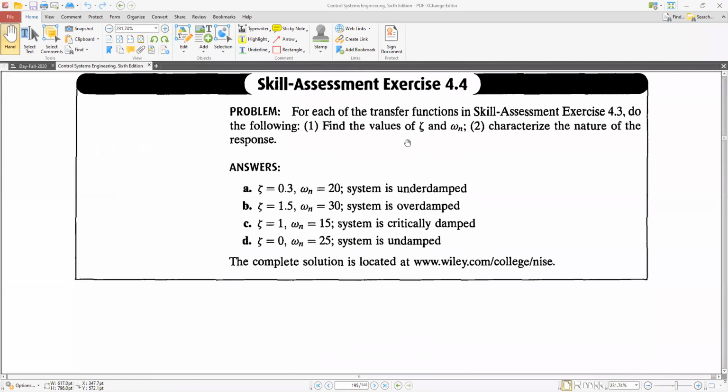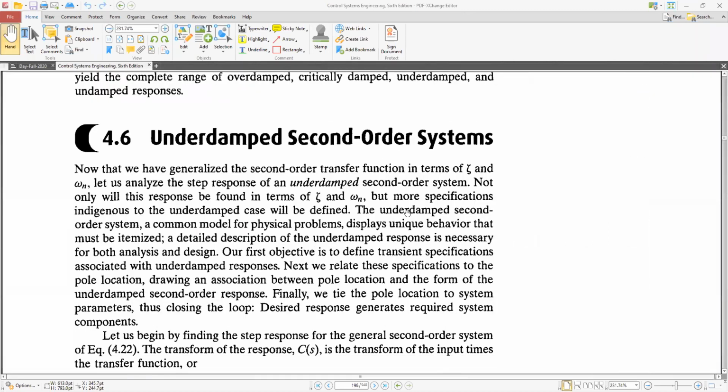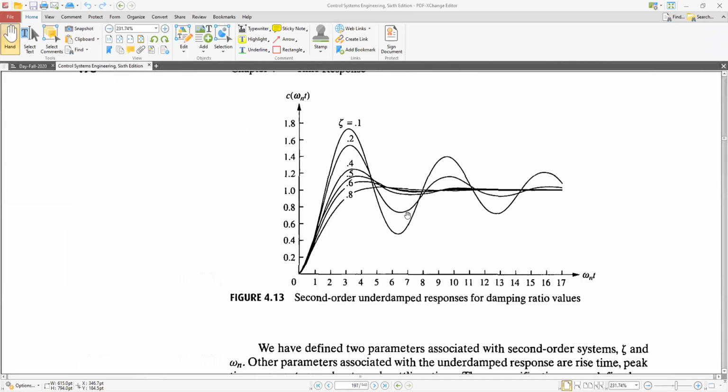Similarly, another example is case 4. See, a zeta value of 0.3 is underdamped. A zeta value of 1.5 is overdamped. A zeta value of 1 is critically damped. A zeta value of 0 means the system is undamped. So you have to find the value of omega n and zeta, then you will decide what kind of response it would show.